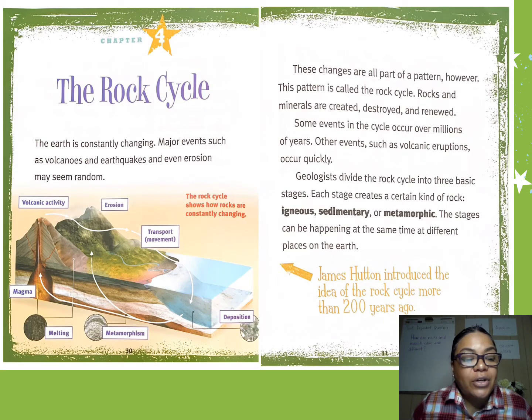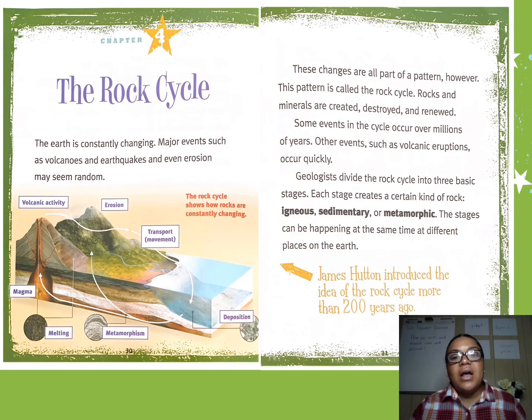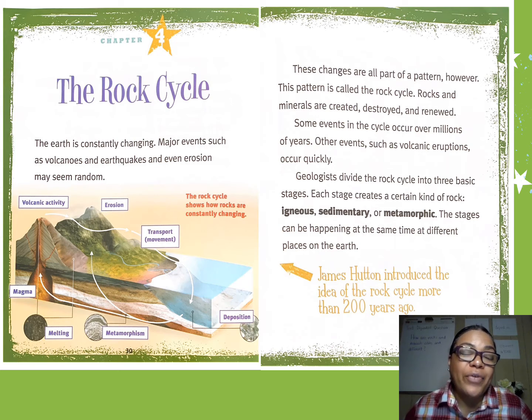In your packet, you will see this part of the text next to the question to help you focus on finding the answer. So let's take a look. What does the text tell us the rock cycle is? Let's read the text. I'm going to reread the text for you. So listen out for what the rock cycle is and why the rock cycle is important. Here I go. The rock cycle.